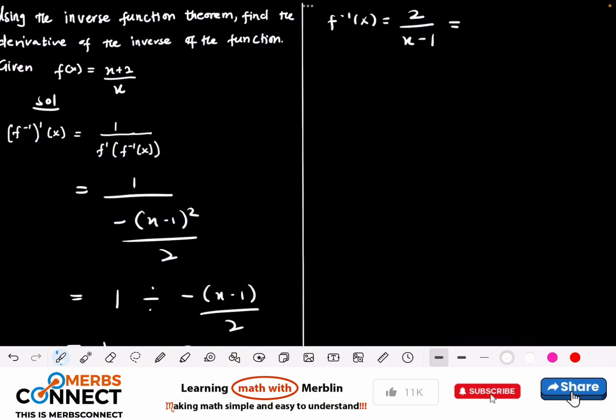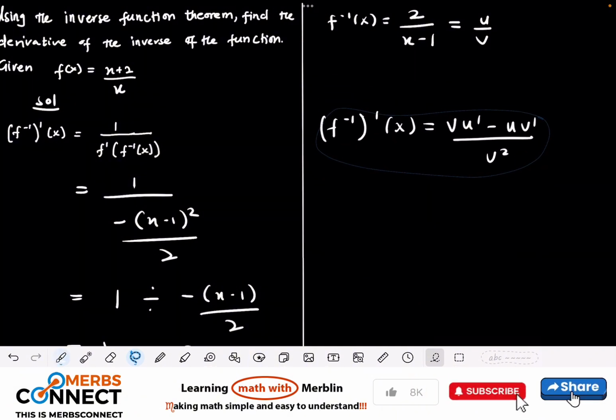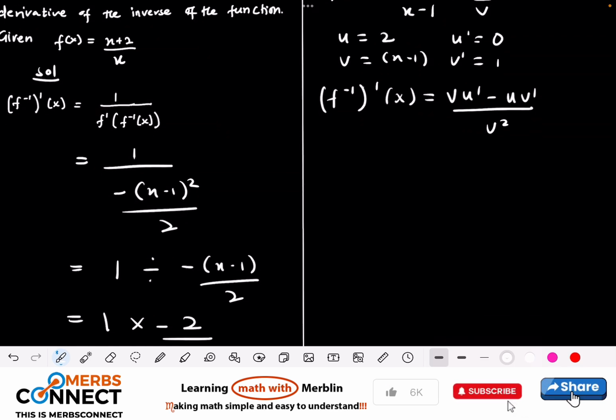So let's use the quotient rule that we just learned. For u divided by v, the derivative, f inverse prime of x, will be equal to (v u prime minus u v prime) divided by v squared. So what do we need? We have u to be 2, and we have v to be x minus 1. What is u prime? The derivative of a constant is 0, and v prime will be 1. Good. So now let's do the substitution.